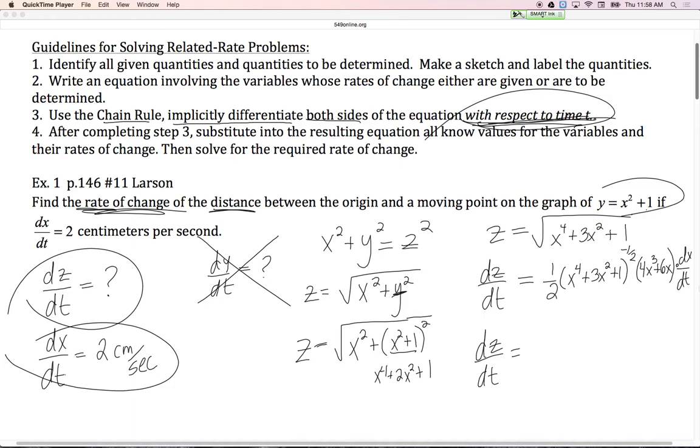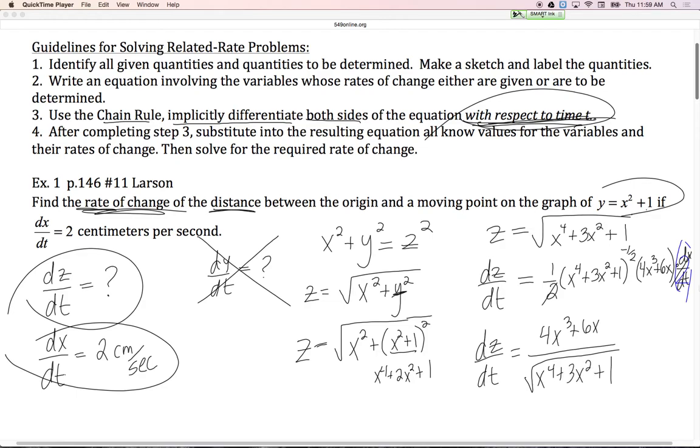All right, he is right. We're going to replace dx dt with what? 2. So let's do that now. That's a 2. I'm going to replace that with a 2. There it is. What happens to 2 and that 1/2 then? Cancel. So that 2 and that 1/2 will cancel. So we're going to end up with 4x cubed plus 6x all over the square root of x to the 4th plus 3x squared plus 1. And you don't have to put the square root. You can put the 1/2 power.